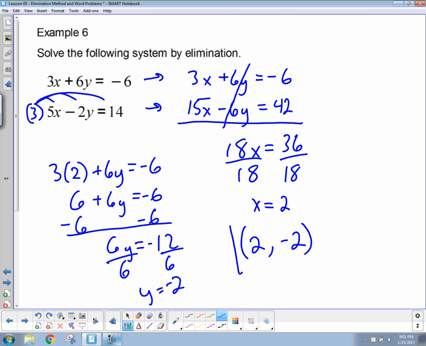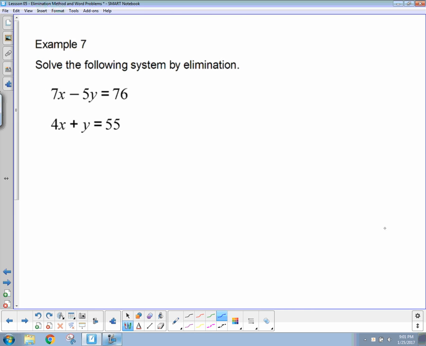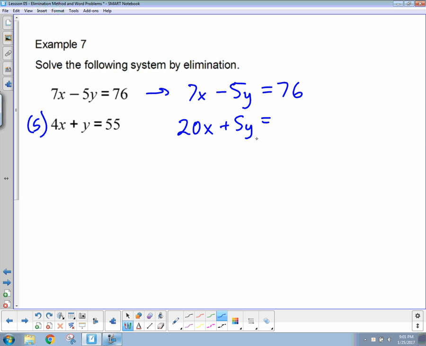Another example. Again, it's easier to just multiply the bottom one by 5, so the y's cancel. So that's what I'm going to do again. Bring this over. I didn't change anything. So 5 times 4 is 20x plus 5y. 5 times 55, excuse me, 275. Draw your line, those cancel.